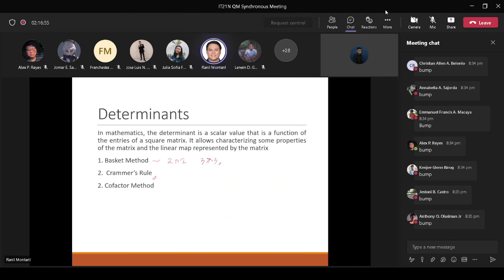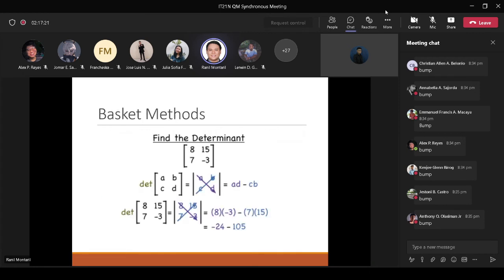Yun lang. For more than 3 by 3, 4 by 4, 5 by 5, hindi na natin pwedeng i-basket method. We can use cofactor, so 4 by 4, 5 by 5, and up. Cofactor na po tayo. Or meron po tayong pangatlo, which is pivotal method. So didiscuss natin lahat yan. Ngayon, okay, let's have one solution. So paano ginagawa ang basket method?